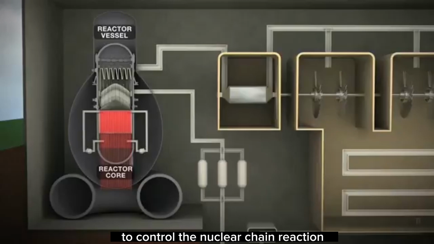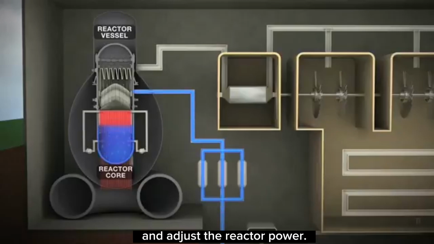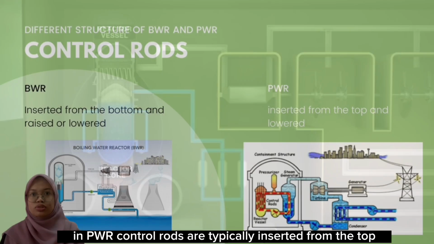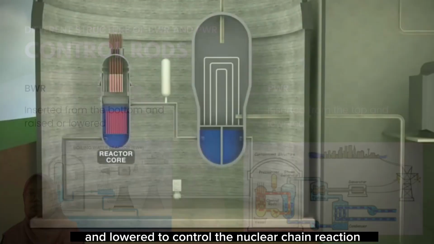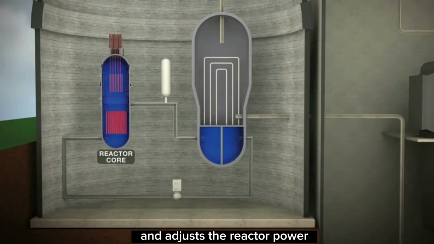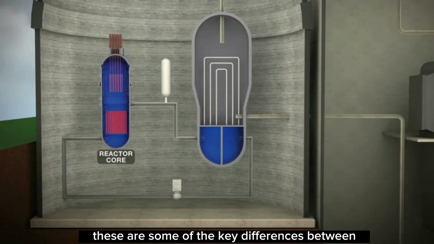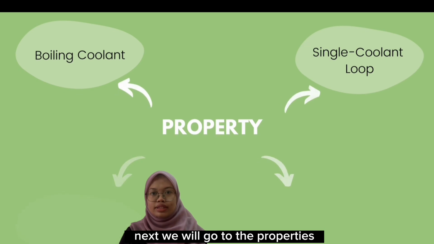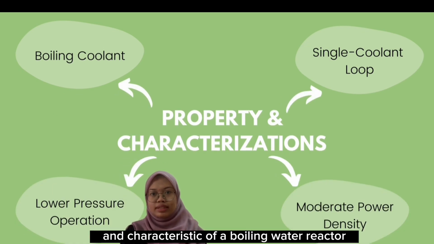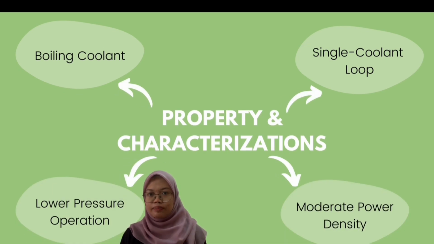Lastly, control rods. In a BWR, control rods are typically inserted from the bottom and raised or lowered to control the nuclear chain reaction and adjust the reactor power. In a PWR, control rods are typically inserted from the top and lowered to control the nuclear chain reaction and adjust the reactor power. These are some of the key differences between a boiling water reactor, BWR, and a pressurized water reactor, PWR. Next, we will go to the properties and characteristics of a boiling water reactor.